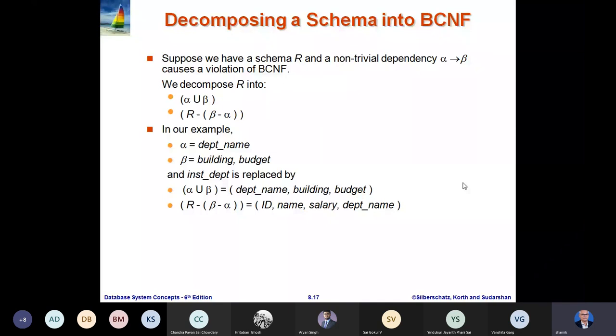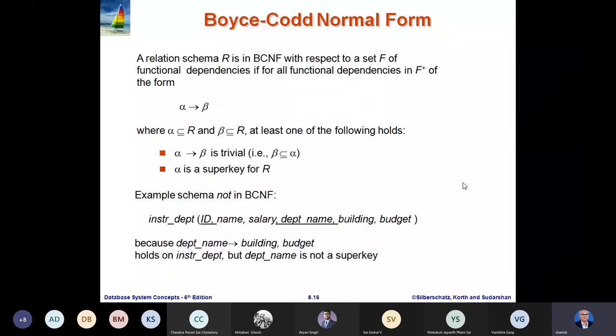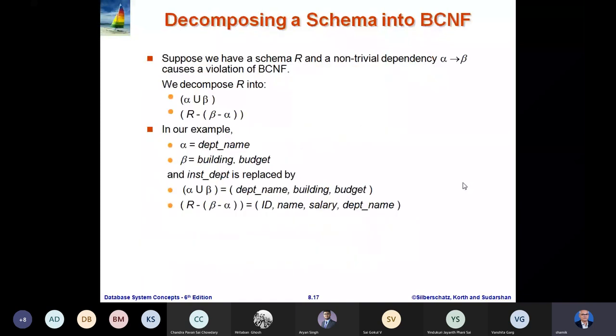Now in this example that we had here, we have this problem with department name to building budget. So alpha is department name and beta is building budget. So beta minus alpha is building budget, and alpha union beta is department name building budget. So we'll have these two schemas. One is R1, which will be alpha union beta, which means that it will have department name, building, budget, and the other will be R minus beta minus alpha. So that means that it will have ID, name, salary, department name.